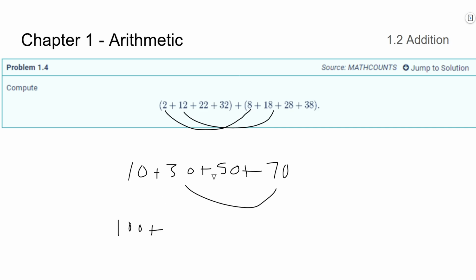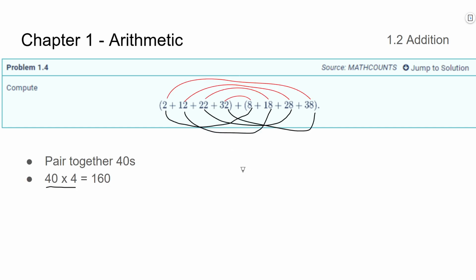And what are you left with? 50 and 10 would be 60. And that'd be 160 also. So that's a decent way to add it too. This top way, these red lines are just an even easier way to add them together. But both ways are better than adding them one at a time.